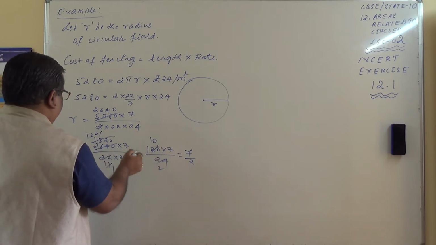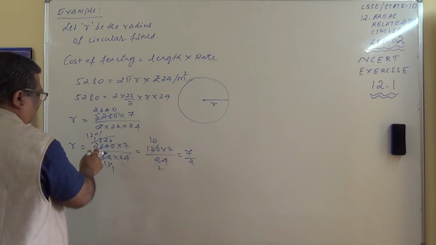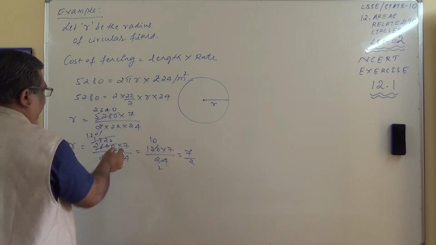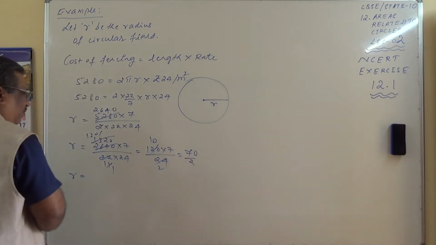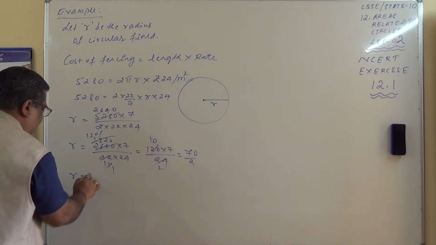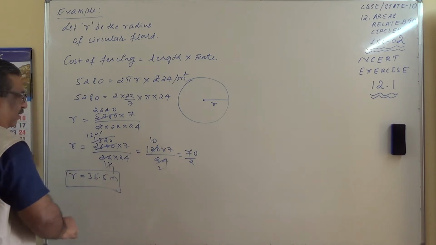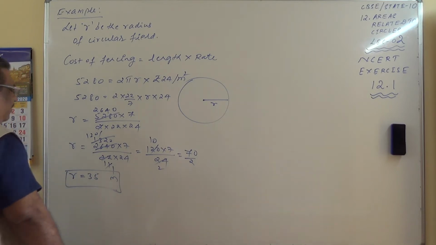Just a moment. 11 into 2640 is correct, and 70/2 is equal to 35 meters. So the radius is equal to 35 meters.